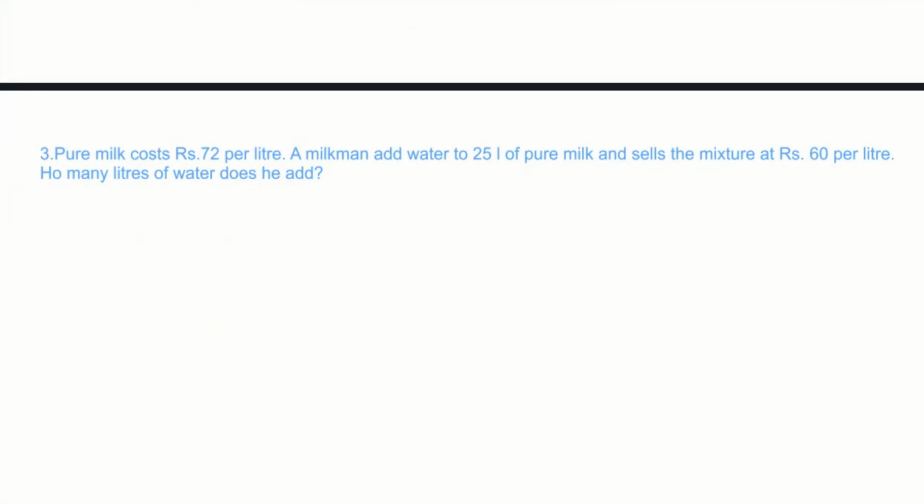Now let us move on to the third sum. Pure milk costs 72 rupees per liter and a milkman adds water to 25 liters of pure milk and sells the mixture at rupees 60 per liter. So the cost price of the pure milk is 72. After adding water, he sells at 60 rupees. How many liters of water should he add? So again, first let us find the ratio. Then we can find, if it is 25 liters, how many liters of water to be added.